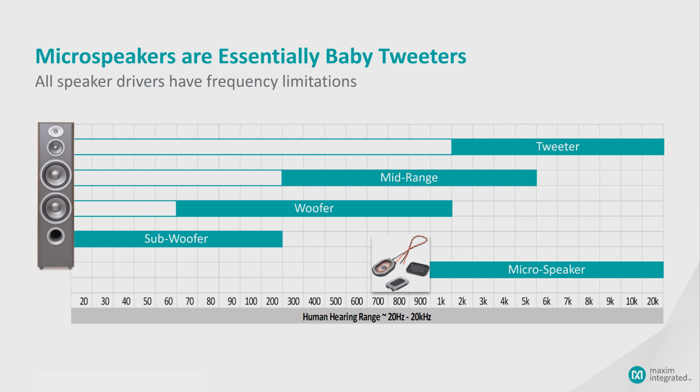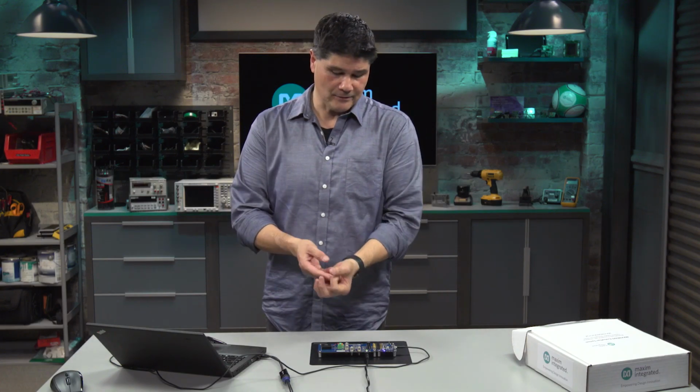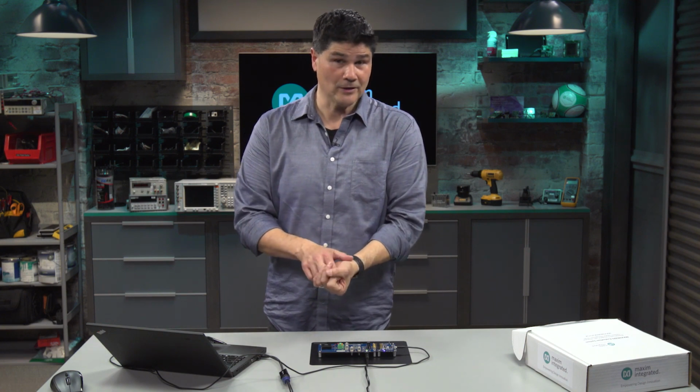So a good way to think of a microspeaker is that it's basically the same thing as a baby tweeter, if you will. In home theater speakers, you have three different types of speakers: a tweeter, a mid-range, and a woofer. A microspeaker is along the lines of a tweeter, the same size.